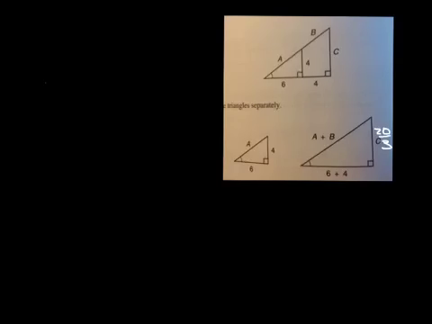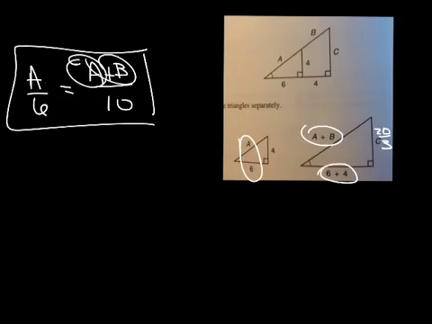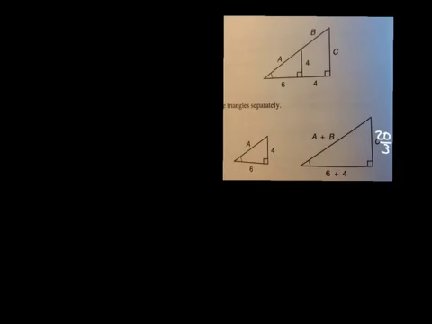Alright, so let's find A. So we're going to put those two together and these two together. Now notice what we have. We have one equation here, but we have two variables, so that's not going to work. So let's look at another option you may not have thought of. Let's not even look at both triangles. Let's do Pythagorean.